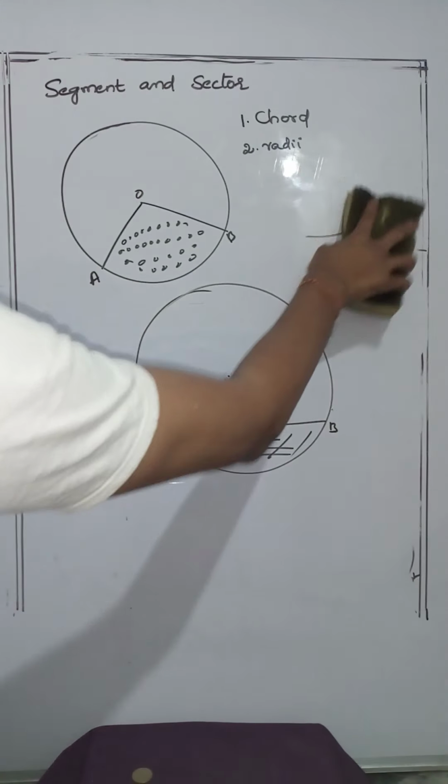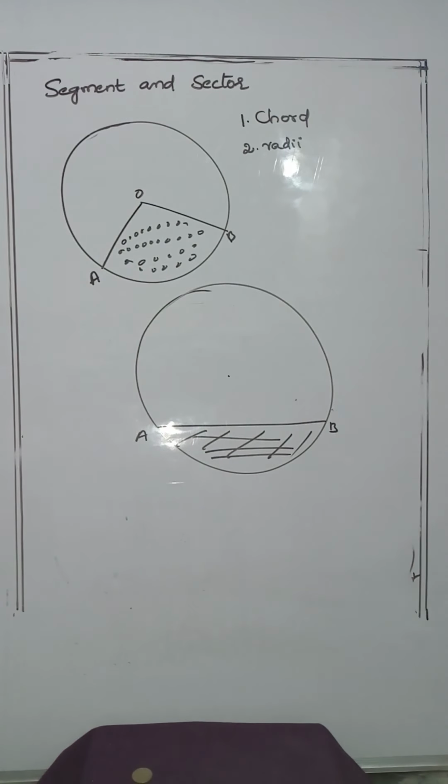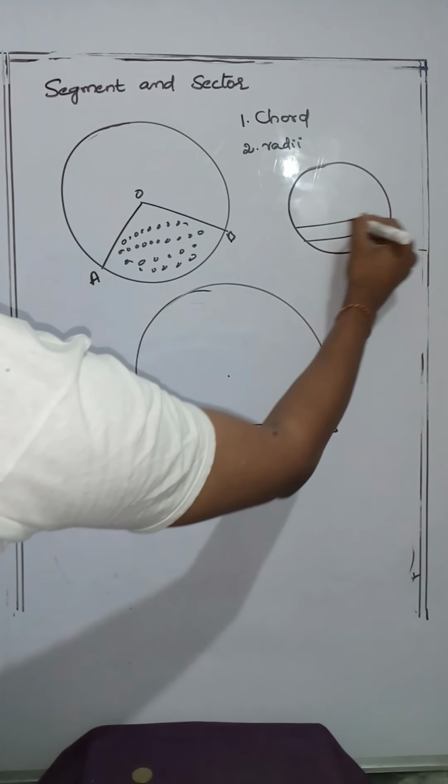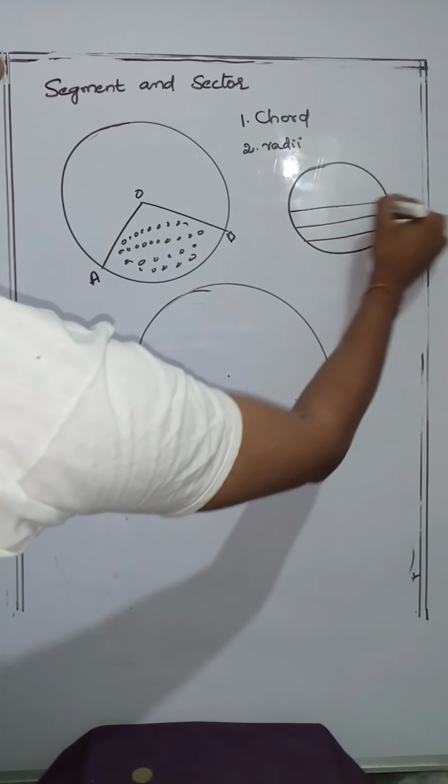Today we are going to study the difference between a segment and a sector. Two major things are to be learned here. The first one is the chord and the second one is the radii. To understand this, let us take a circle. Here I am drawing some line segments. This is the center of the circle.